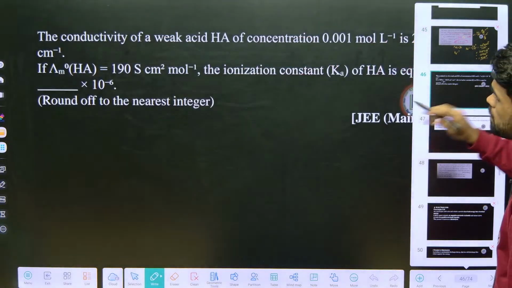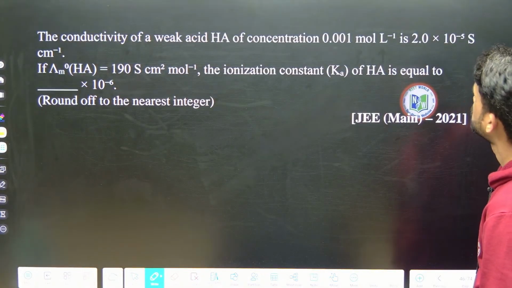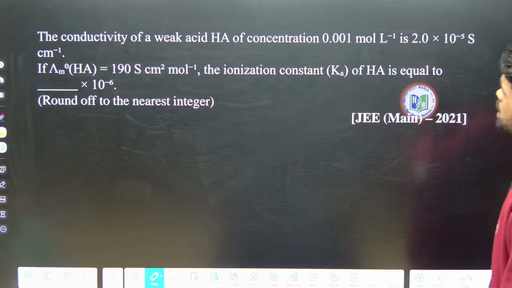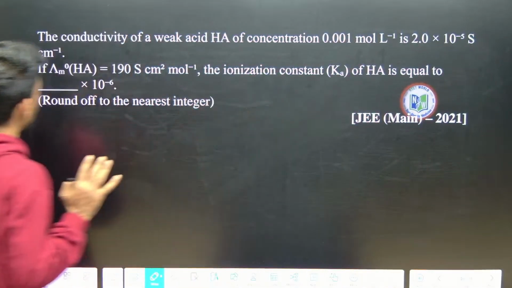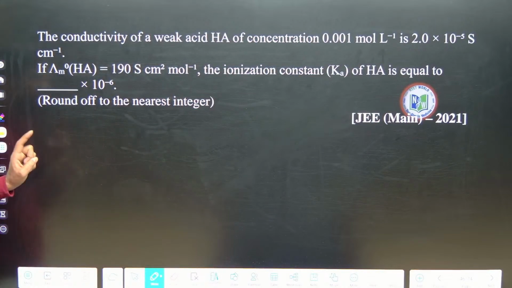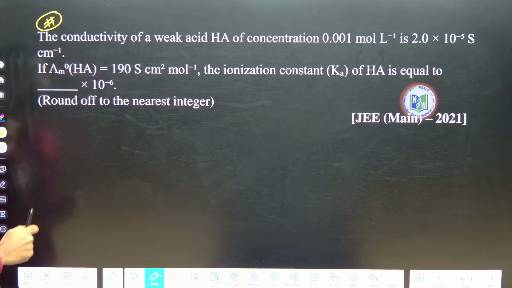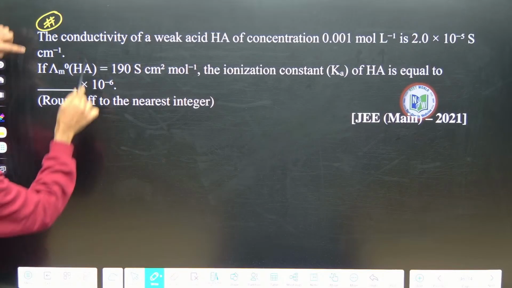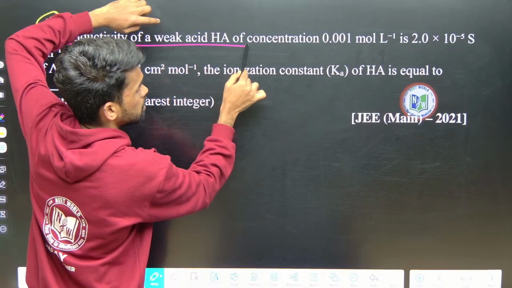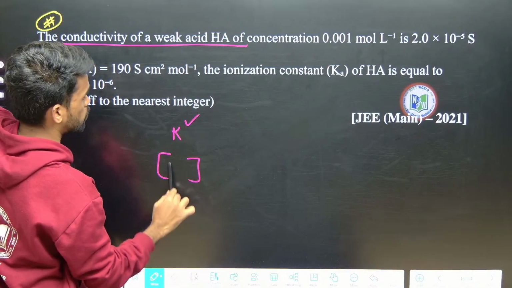Do this question. The conductivity of a weak acid HA of a given concentration is given. The ionization constant K is also given. Yes guys, I have already discussed a similar question. Just tell me the answer for this question in the chat box. Those who are watching in the live session, give me your answer. Sir, is it conductivity or molar conductivity? They are saying the conductivity of a weak acid is that much. K is provided and the concentration is also provided.